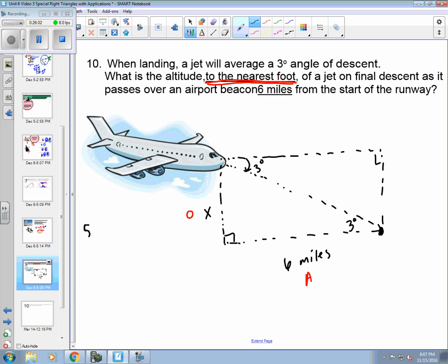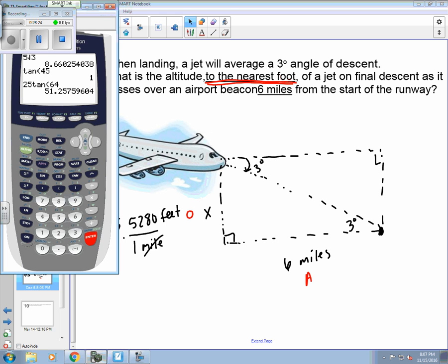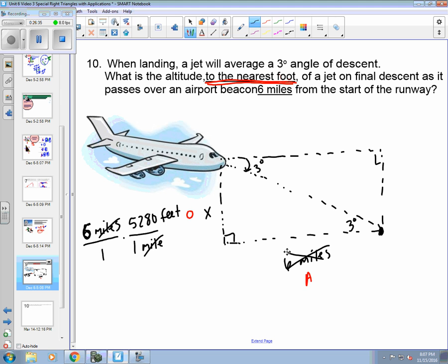So we got 6 miles over 1. Our conversion for miles to feet is 1 mile. We want to put miles on the bottom so that our miles cancel out here, equals 5,280 feet. So we need to take 6 times 5,280 on this one. And so it looks like we want, instead of using 6 miles down here, that's also the same as 31,680 feet.